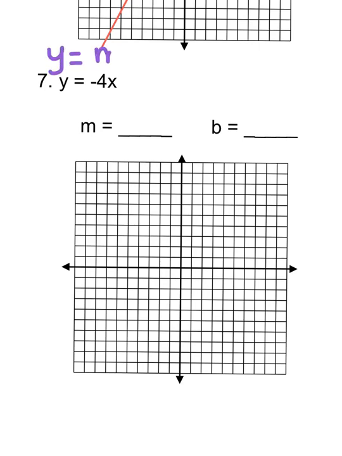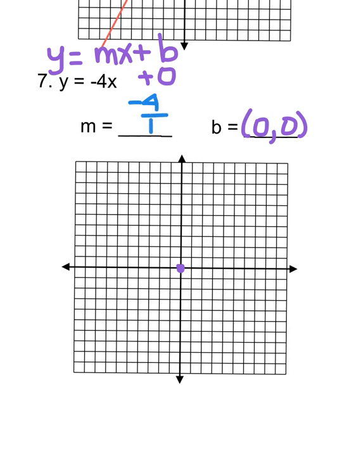Let's compare that to y equals mx plus b. Well, where's your b? Well, your b is an assumed 0. So the b, or y-intercept, goes through the origin, the point (0, 0). Now your slope is -4. Remember that m is for movement and it's rise over run. So I'm going to put that -4 over 1. That means I'm going to go down 4, right 1. So from the origin, I'll go down 4 and right 1.